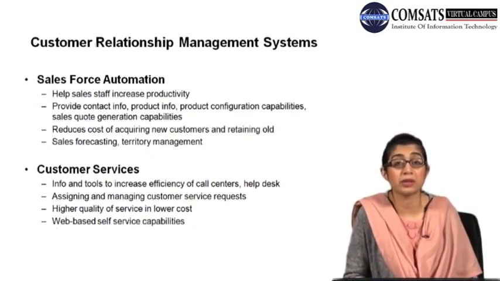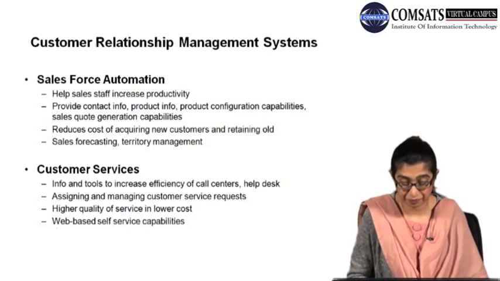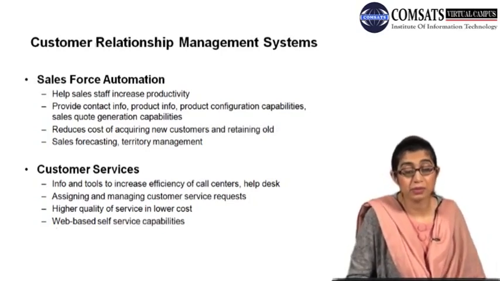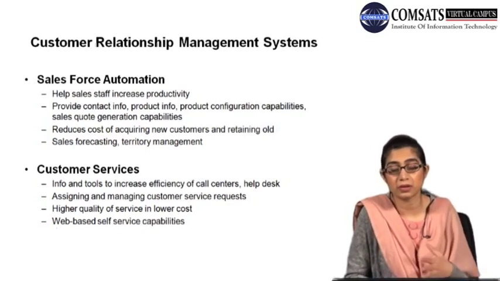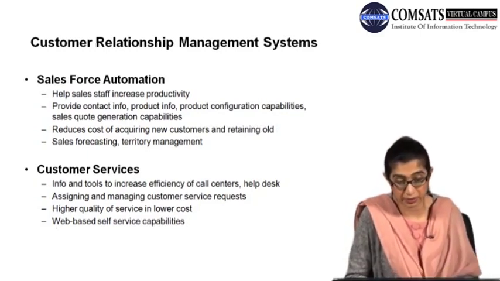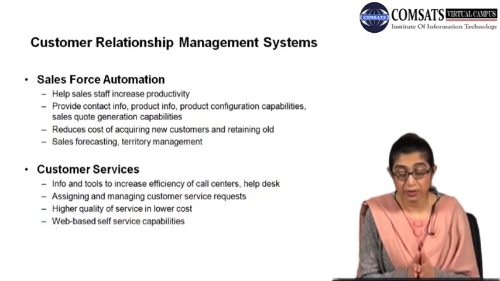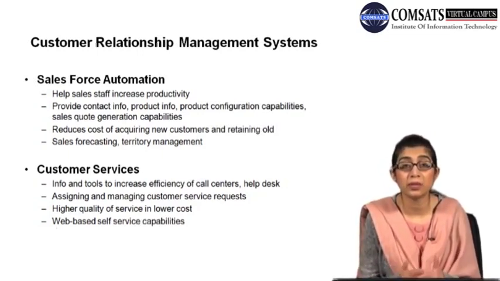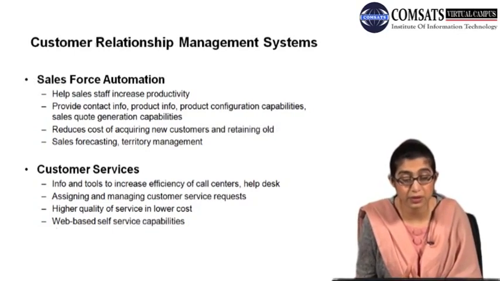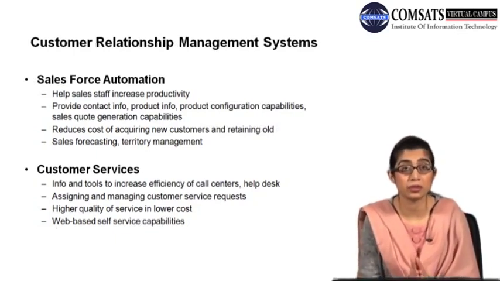Salesforce automation. Again, the number one dimension that we're going to look at, which also becomes a functionality of the CRM system, is Salesforce automation, which is basically helping the sales staff to increase productivity. How do they do that? It provides the contact information, the product configuration capabilities, and also the sales quote generation capabilities. The software provides these kinds of capabilities. And because it provides this information and these functionalities, the staff is more able to concentrate on the profitable customers. So basically, they figure out who are the profitable customers, who are the unprofitable customers, and this reduces the cost of acquiring new customers and it helps in retaining the old customers.